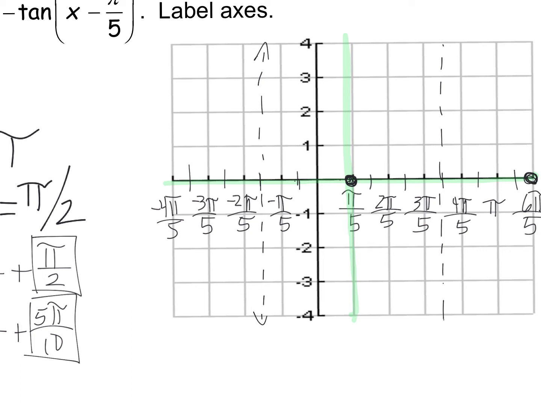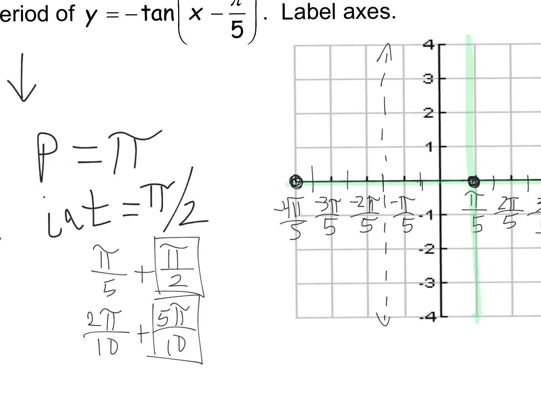And then another 2.5 in that direction. 1, 2.5. That'd be a 0 as well. Okay, now since we have the key points and we have our asymptotes, we now go ahead and graph.